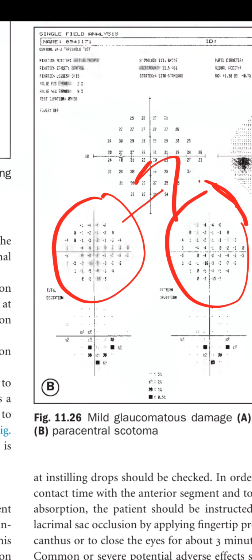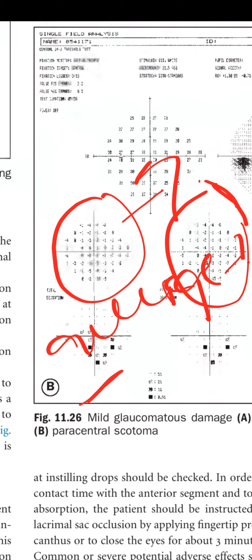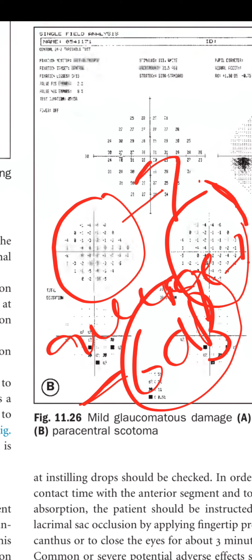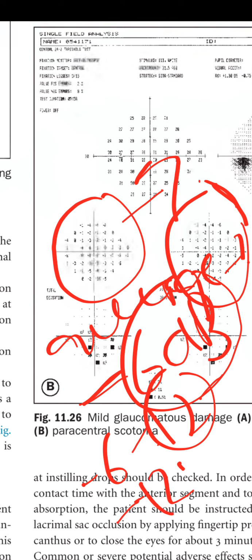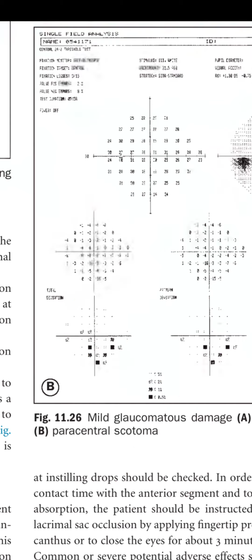So what you do is basically take an average of all these deviations, and if this is less than -6 decibel, it is considered mild. If it is between -6 to -12, it is considered moderate damage, and if it is beyond -12, it is severe. Negative is bad in a case of mean deviation. One should be in the positive range for the mean deviation.